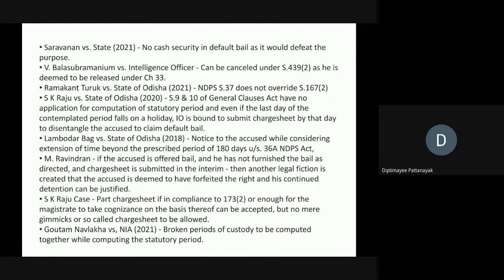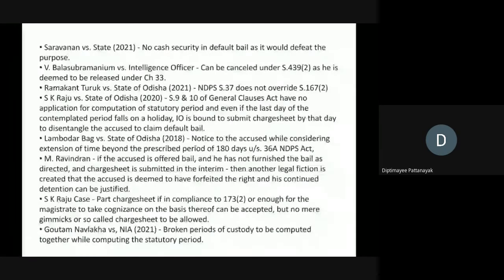That means a charge sheet filed by the IO, pardon me, which will be enough for the magistrate to take cognizance on the basis thereof. Then in such case, such charge sheet can be accepted, and that will disentitle the accused from being released.